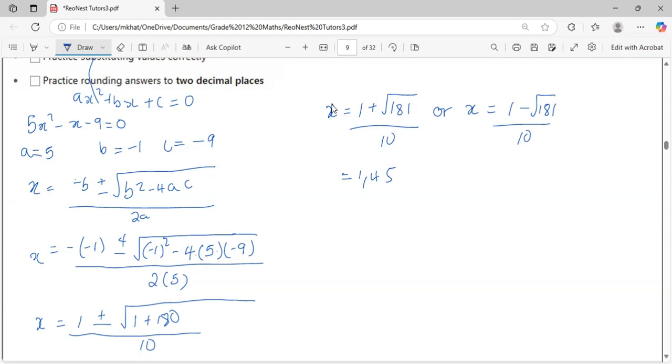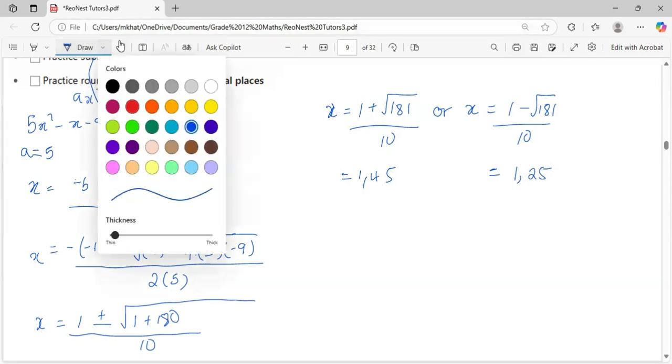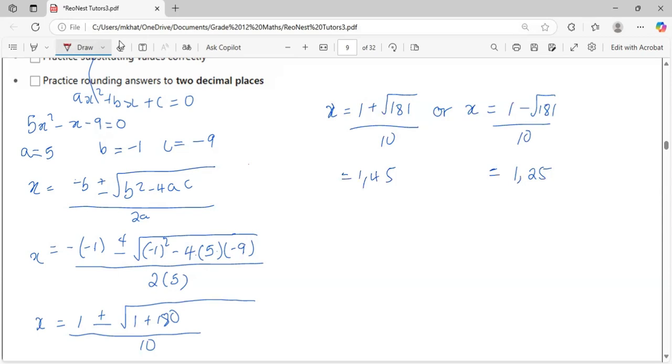Remember, we were told to leave it in two decimal places, right? And then the other one, we are going to get -1,25. Okay. So actually, let me just add how you're going to be marked. According to the marking guidelines, you'll be marked for substituting the right values, and you'll be marked for the answers. Okay. So now let's go to the other question.